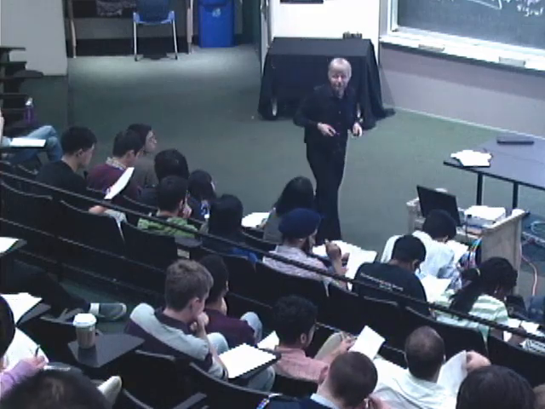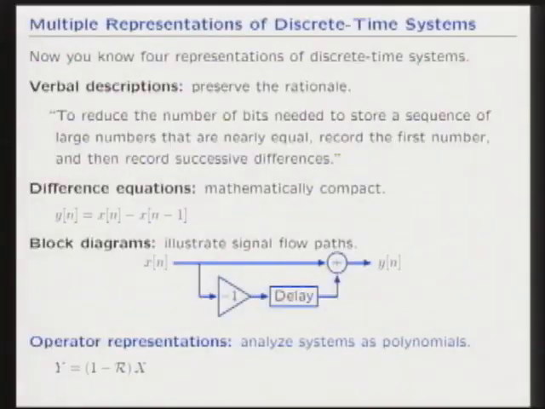In the interest of time, I have to stop now. The idea from today is supposed to have been lots of representations for DT signals and systems, with strengths and weaknesses of each: difference equations, concise and precise; block diagrams, visualizing signal flow paths; operators, thinking about things as polynomials. And what we'll do in the next few sessions is try to build on that polynomial representation to gain further insights into the way that systems will work.